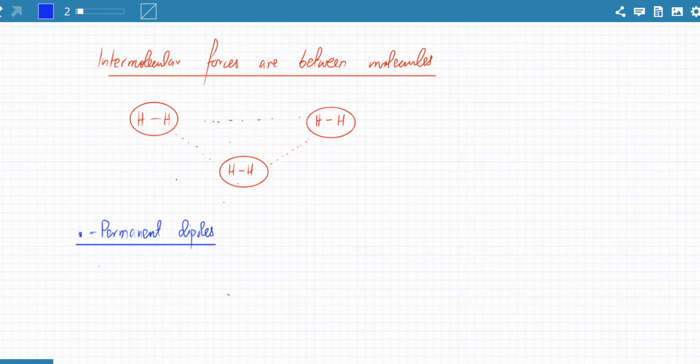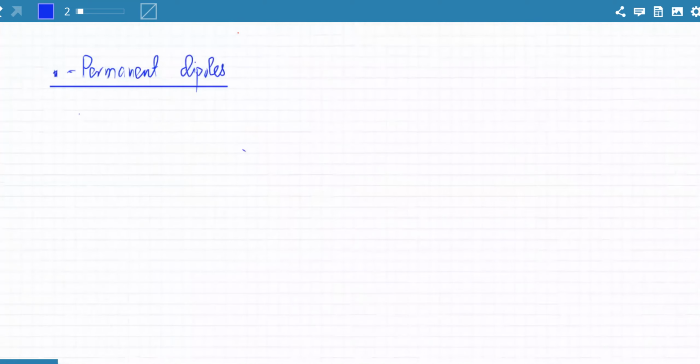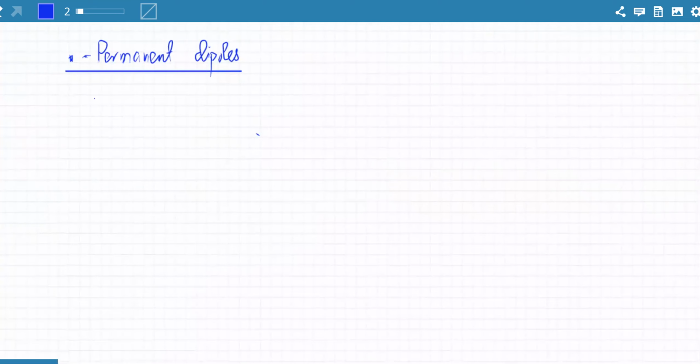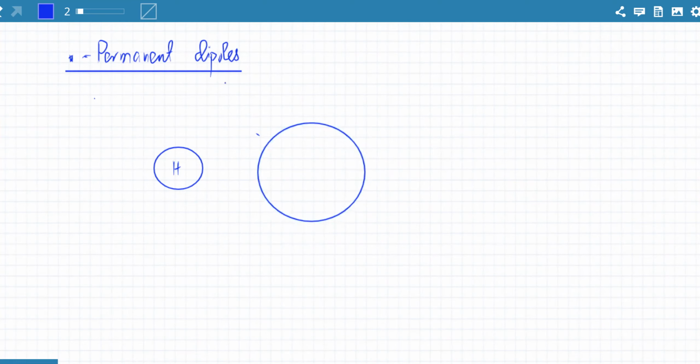So the summary is that intermolecular forces are between molecules, and the first one is a permanent dipole. So what's a permanent dipole? First thing is, how are molecules formed? Like, you've got an H atom, right? And you've got a Cl atom. So here's this much bigger Cl atom. Now Cl has 7 electrons in its outer shell, and H only has 1 electron, right?